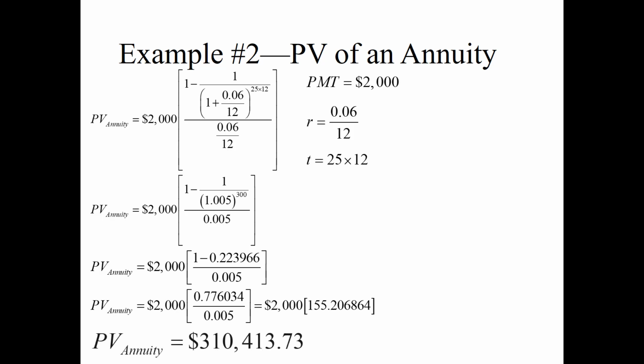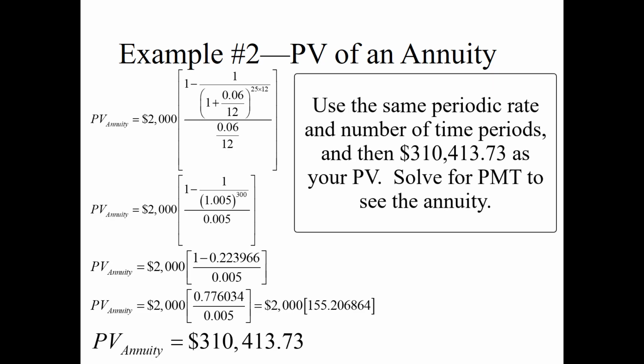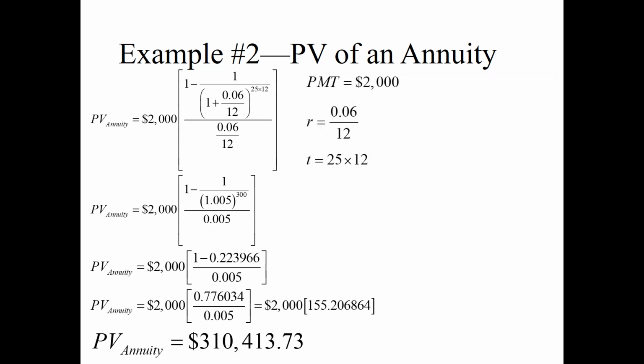And so the present value of this annuity is $310,413.73. The other way to think about this is you could create your own annuity if you could earn 6% per year. And the annuity that you would be able to create is a series of $2,000 payments each month for the next 25 years if you invested $310,413.73. Again, though, you'd have to earn 6% each year and every year for the life that you were investing that money for.